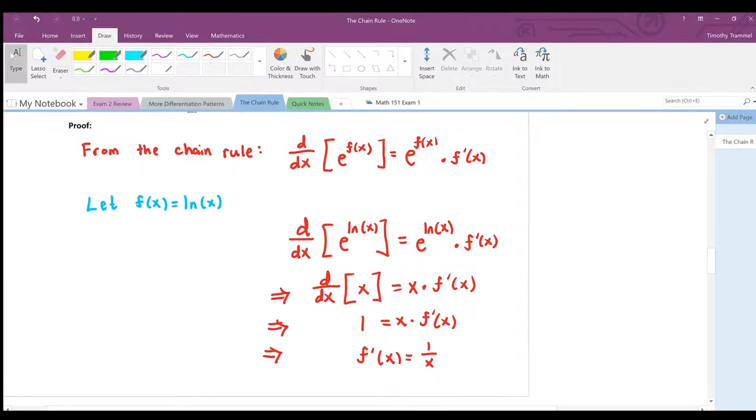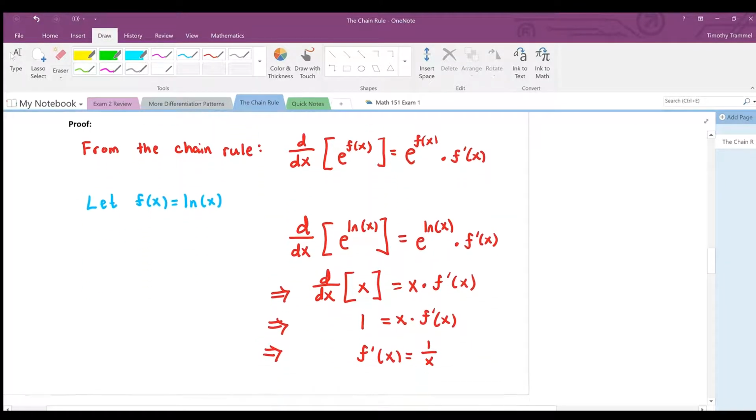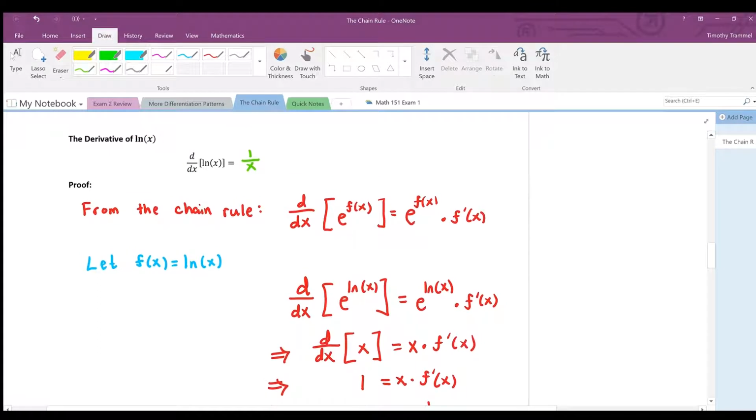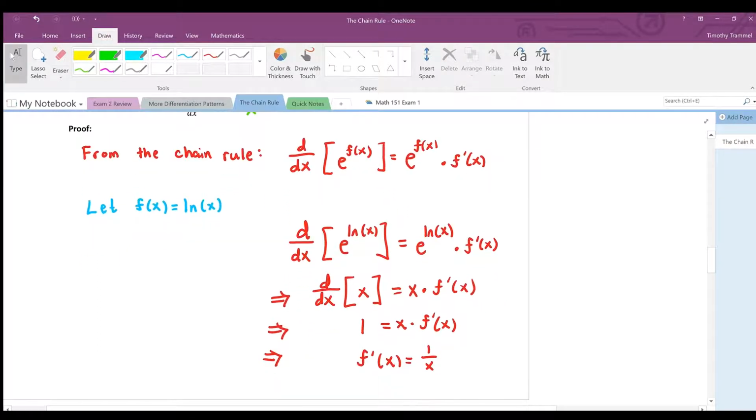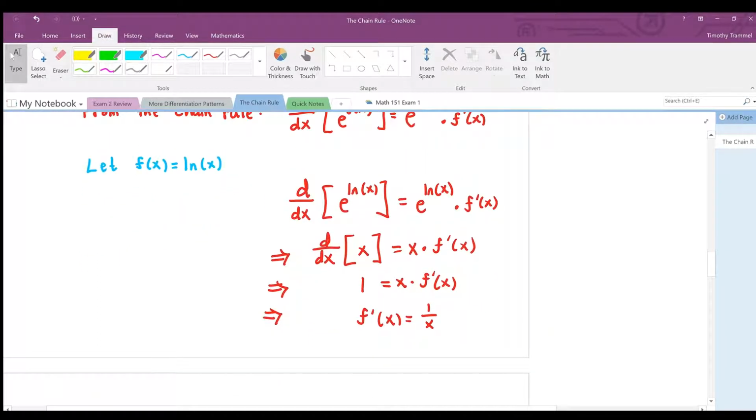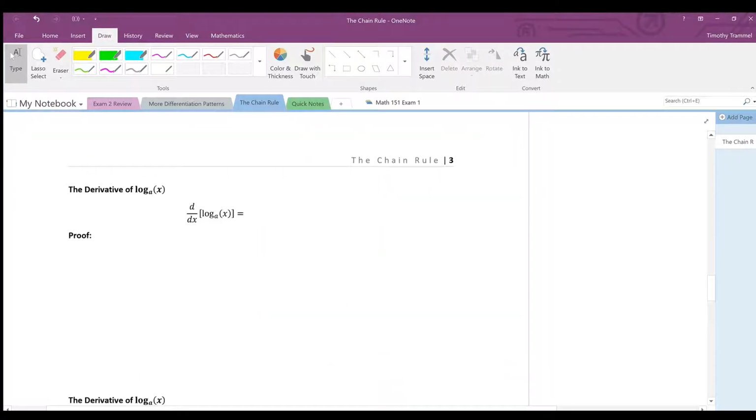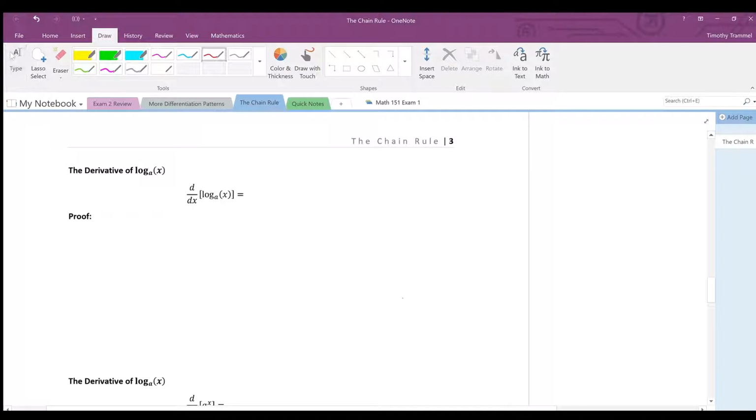All right, and so now we can use this without going through this process. The derivative of the natural log of x is just 1 over x. Now we're going to add a couple more derivatives to our list here. The next one is just log base a of x. What's its derivative? Let's write down what its derivative is. So if we were to take the derivative of this, it should just be 1 over x times the natural log of a.